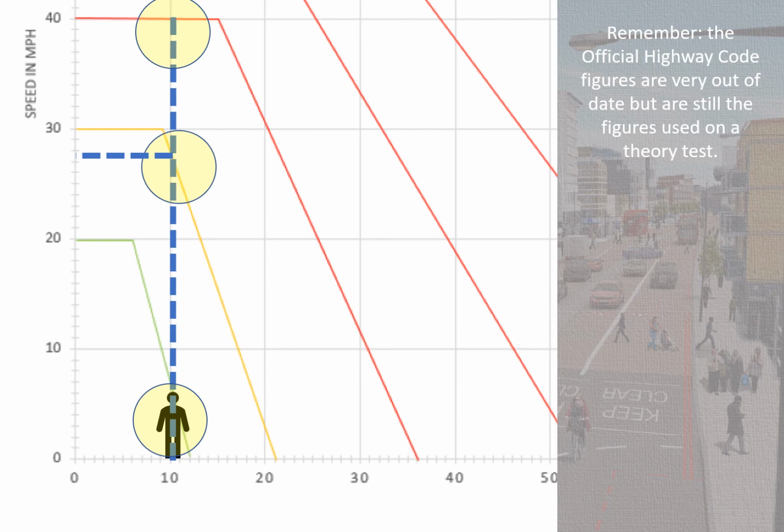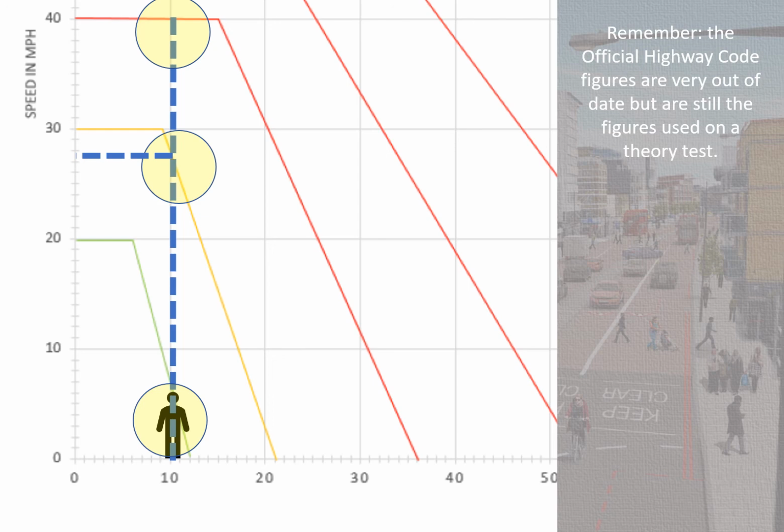So the key points here are: the faster you go, the further the car will travel before you've even got your foot onto the brake pedal. And as you increase your speed, it takes significantly longer and further to bring the car to a stop.